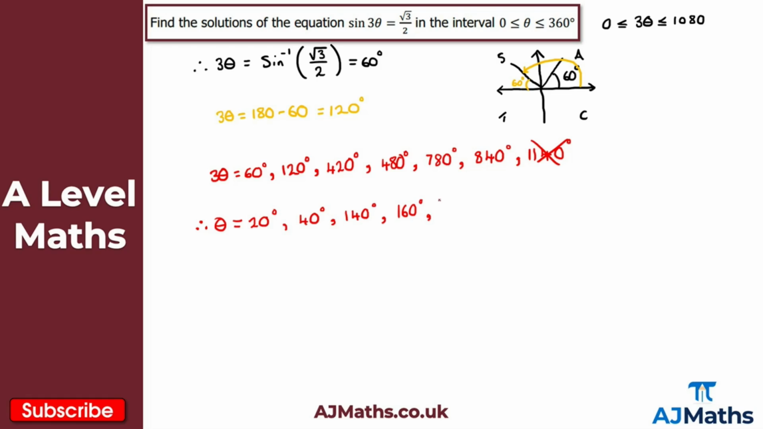Two more to go here. So 780, divide that by 3, I get 260. And then for my final solution here, we have 840 degrees. Divide that by 3, and we get 280 degrees there. Okay, and there we have it. So this is what you should get here for your final solution. So 20 degrees, 40 degrees, 140, 160, 260, and then finally 280 degrees there. And there we have it. So that's the solution there to the very last question here. That brings us to the end of this video on CAST diagrams and solving trigonometric equations.